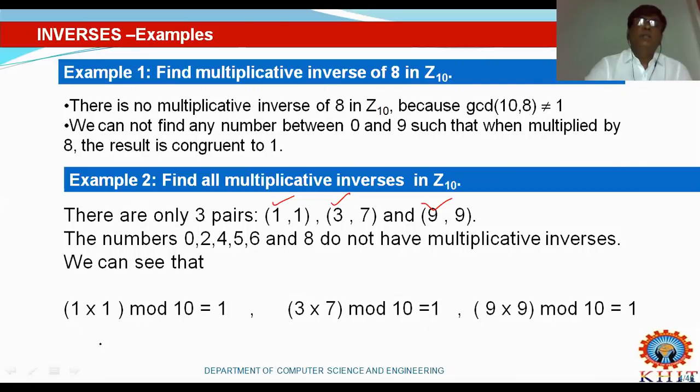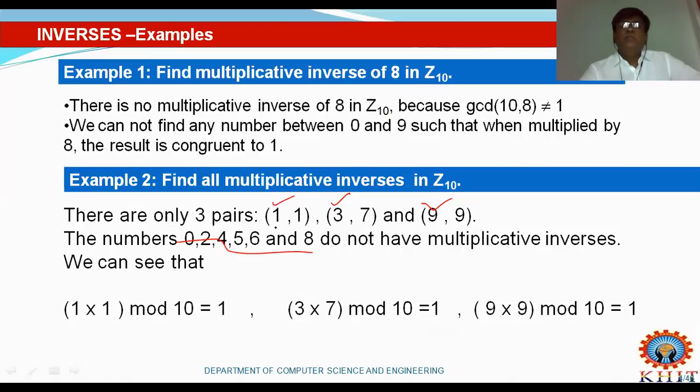There are no multiplicative inverses for the numbers 0, 2, 4, 5, 6, and 8. For these numbers, there is no multiplicative inverse. So for number 1, its multiplicative inverse is 1 only. For 3, its multiplicative inverse is 7. For 9, its multiplicative inverse is 9.